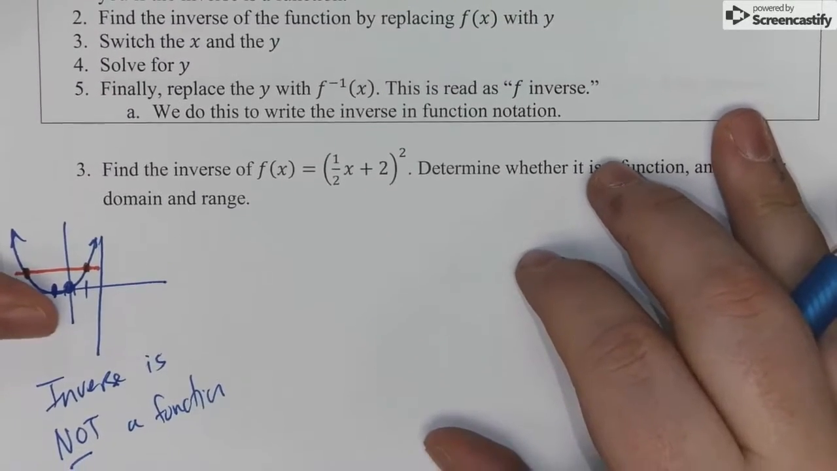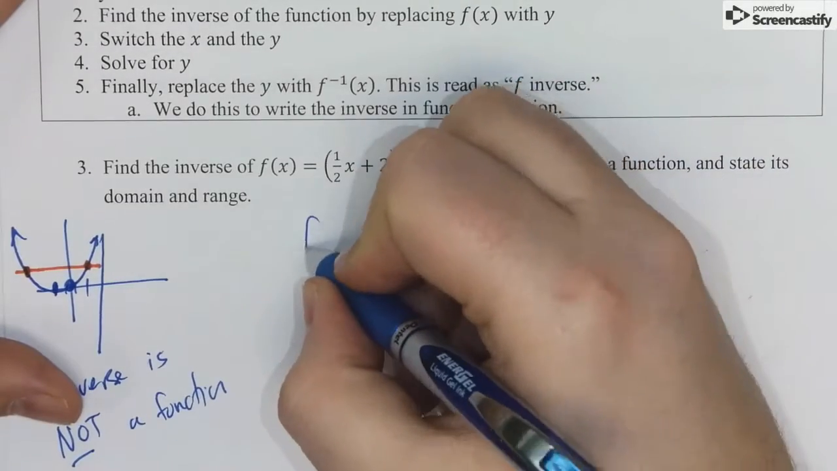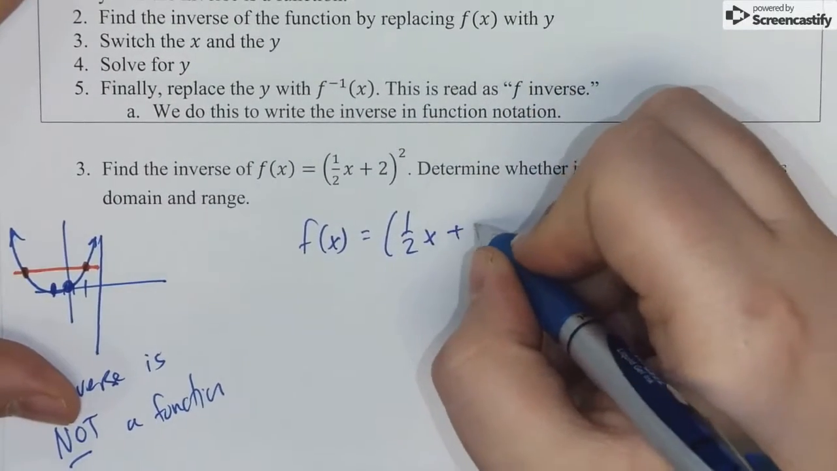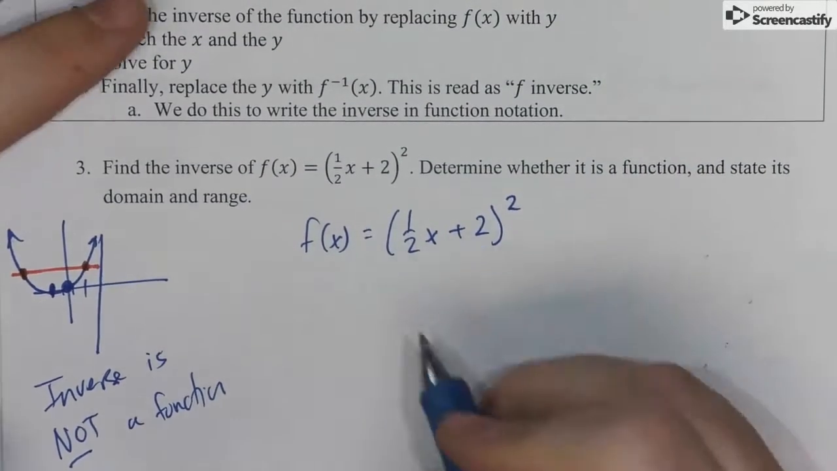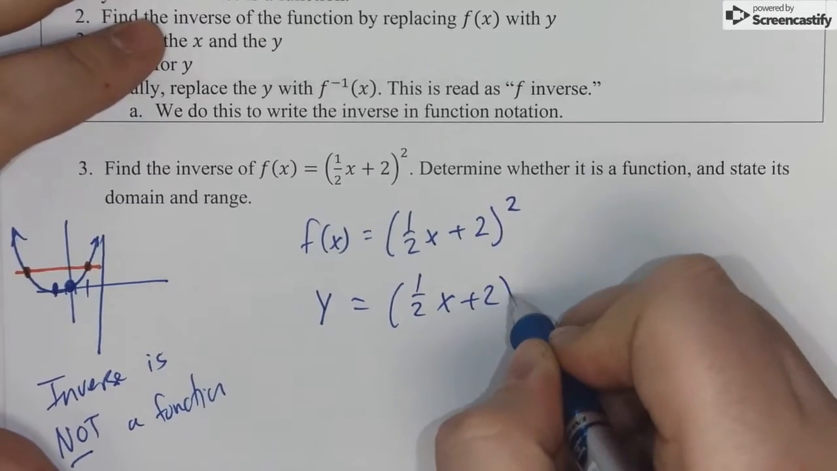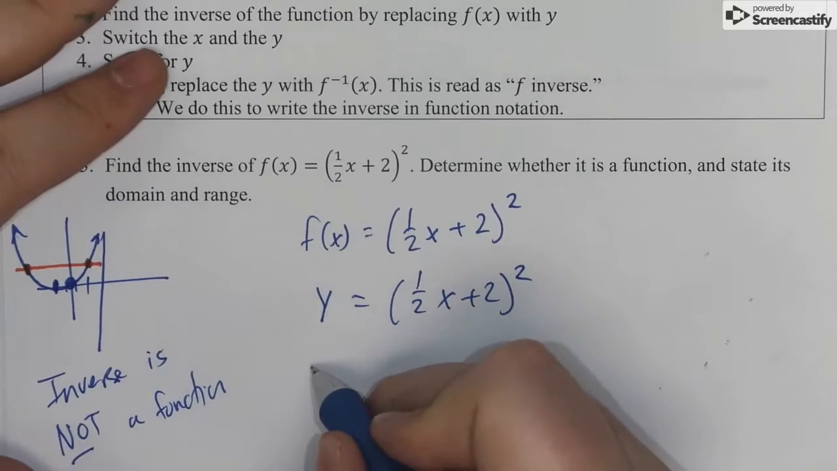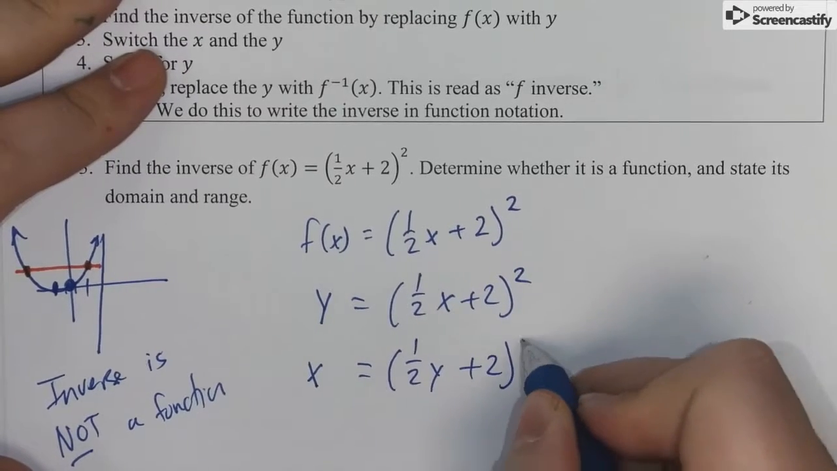So we're on step 2. Find the inverse of a function by replacing f of x with y. So it says f of x equals (1/2 x plus 2) squared, right? So I'm going to replace f of x with y. So what I'm going to do is write y equals (1/2 x plus 2) squared. Step 3, switch the x and the y. So I am literally going to switch the x and the y. So this is going to say x equals (1/2 y plus 2) squared.